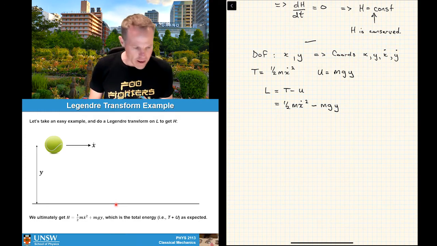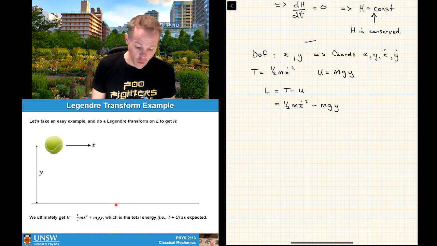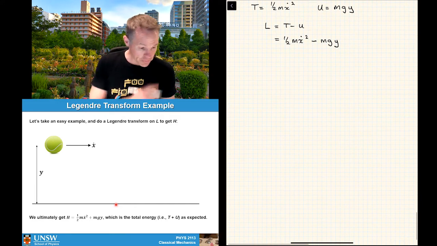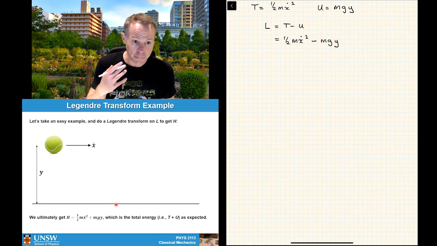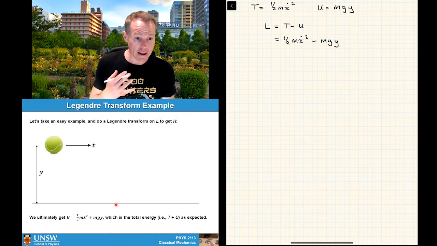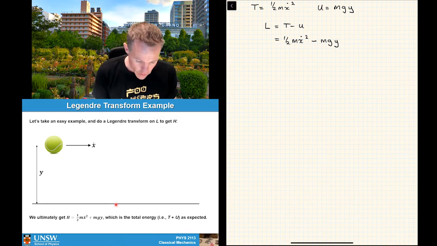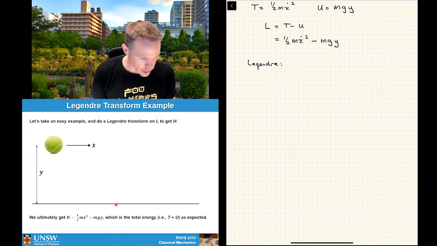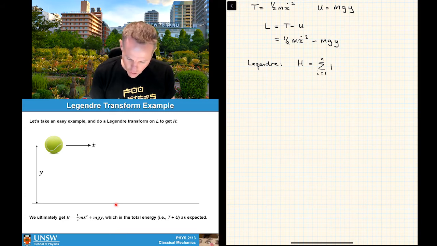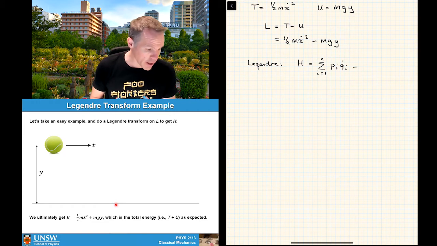So what I'm going to do now is actually do a Legendre transform on that Lagrangian that we just took to get to the Hamiltonian. So let's pull this out. Our H is going to be the sum from i equals 1 to n of p_i q_i dot minus L, okay?